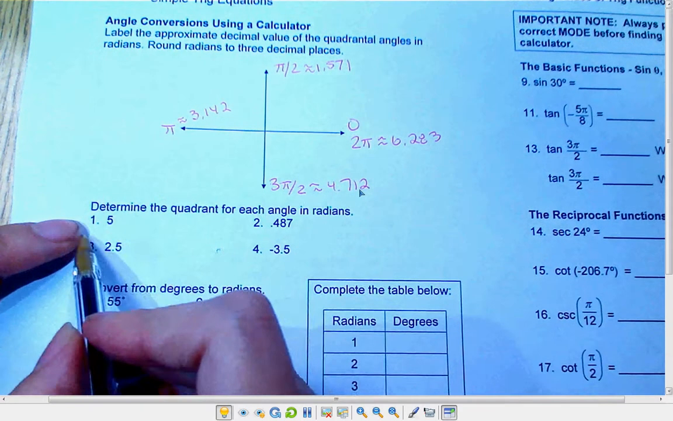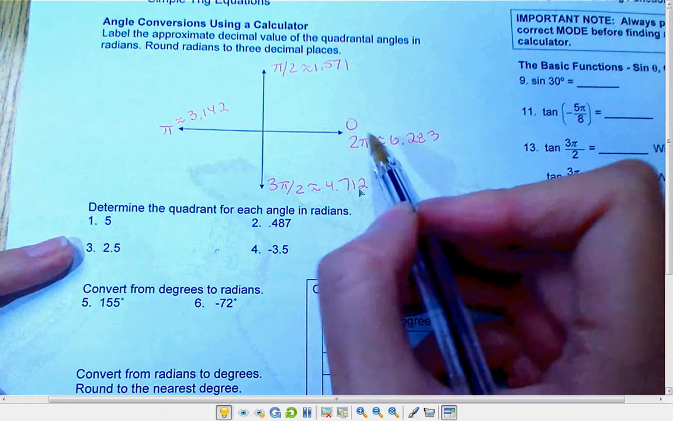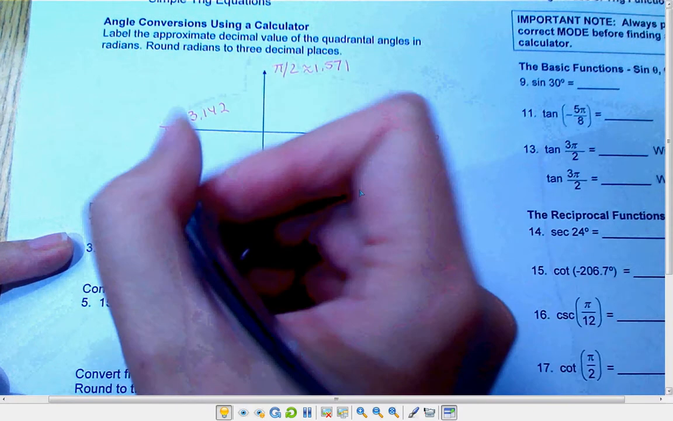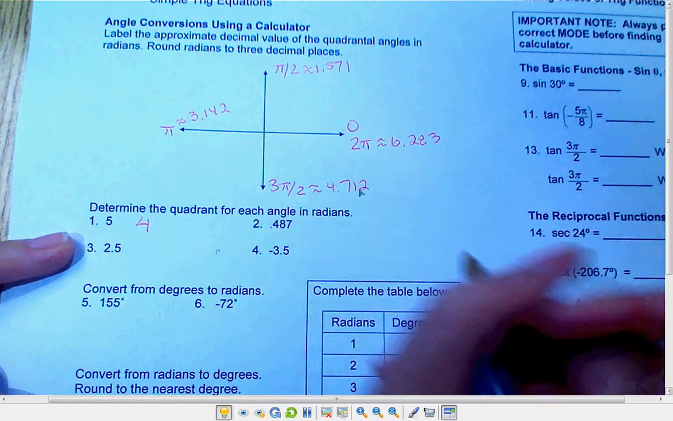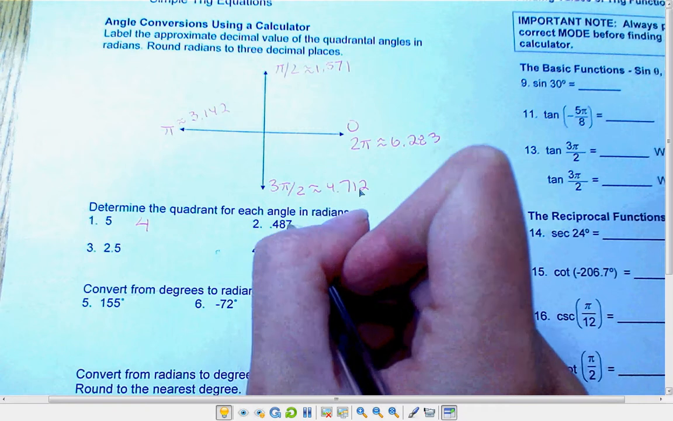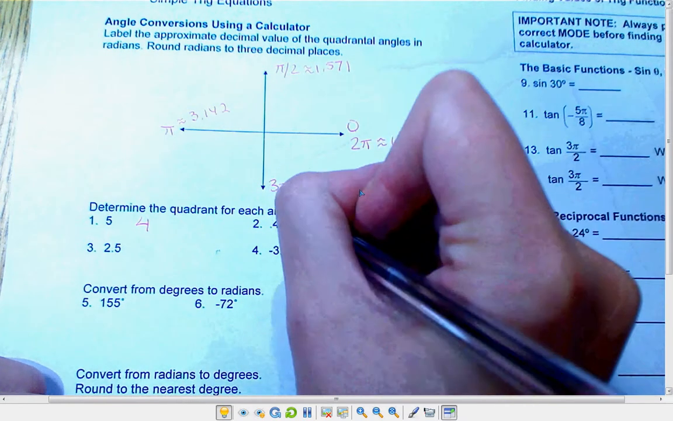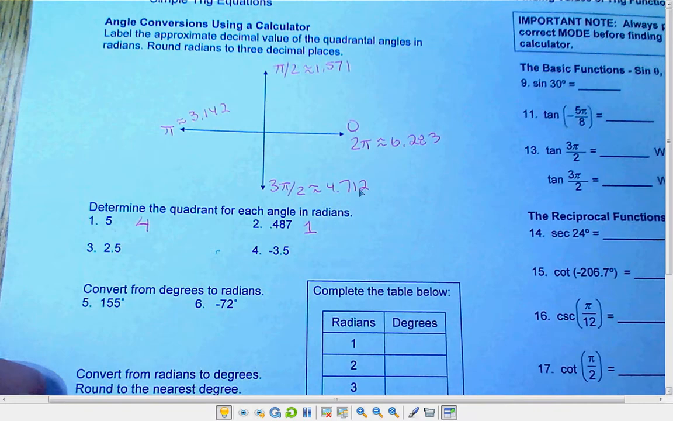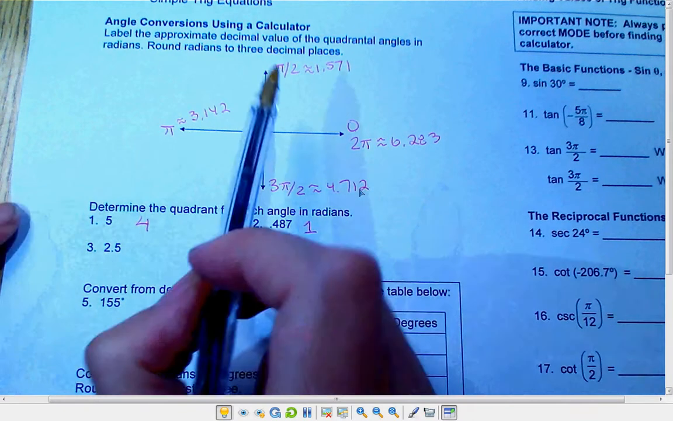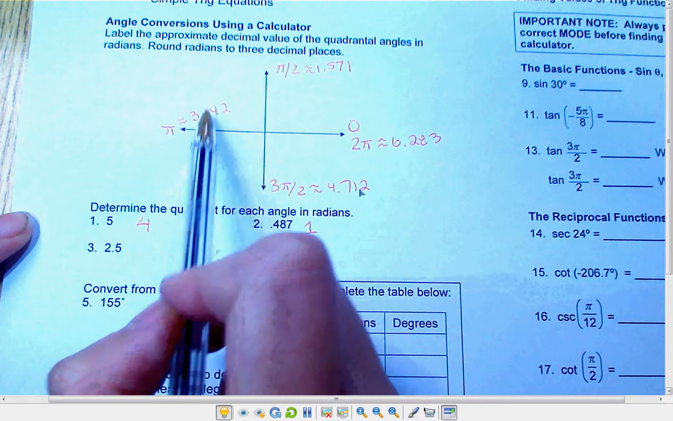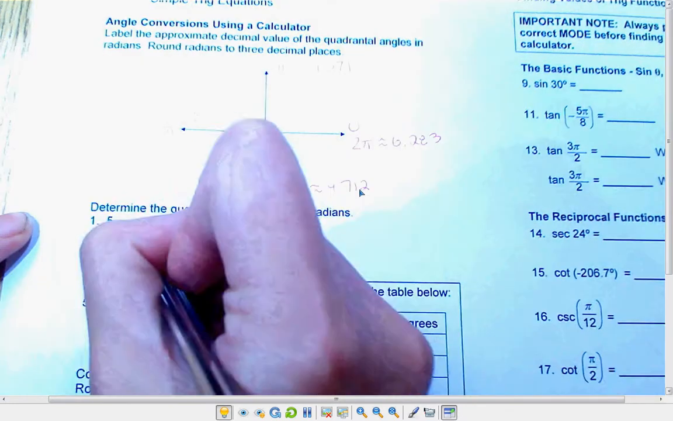So let's look at number 1. 5 we know is going to be between 4.7 and 6.2, so it must be in the 4th quadrant. 0.487 is between 0 and 1.571, so this is in the 1st quadrant. 2.5 is in between 1.571 and 3.142, so it must be in the 2nd quadrant.